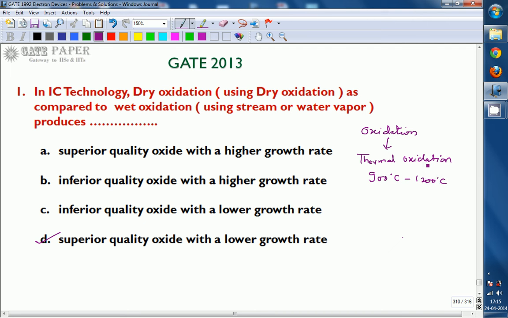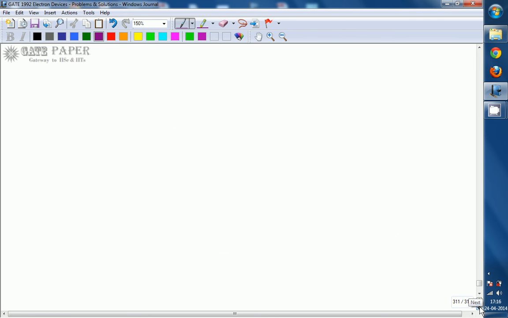And this thermal oxidation can be done in two different ways. One is dry oxidation, the other is wet oxidation. Both are considered thermal oxidation processes only.